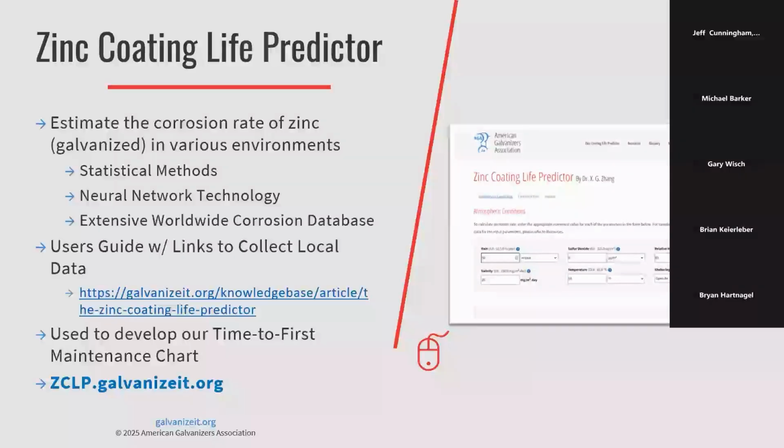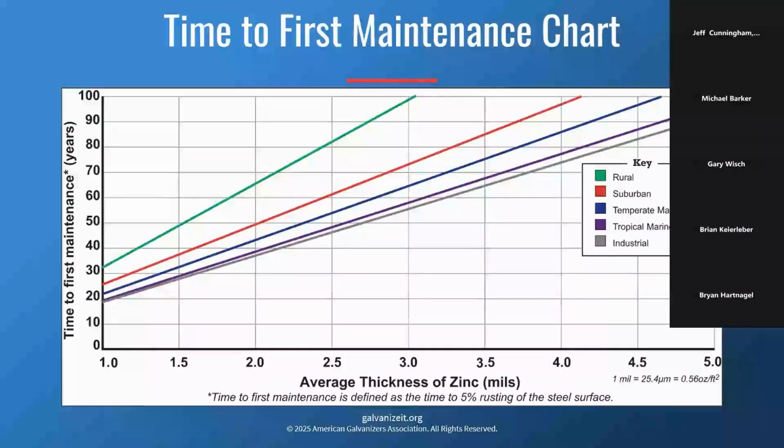You put in your project parameters and everything like that. It's developed also in conjunction with Dr. Gregory Zhang, a very big, famous name in the corrosion world. So when you put in all your project parameters, it'll give you something like this, a time to first maintenance chart. Now, time to first maintenance is important to define as only 5% rusting of the steel surface. So very minimal rusting of the steel surface.